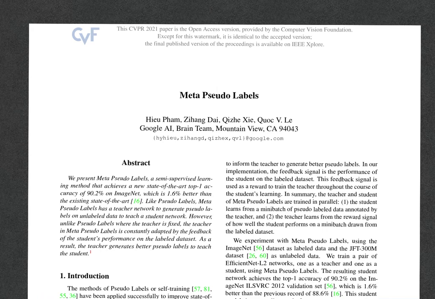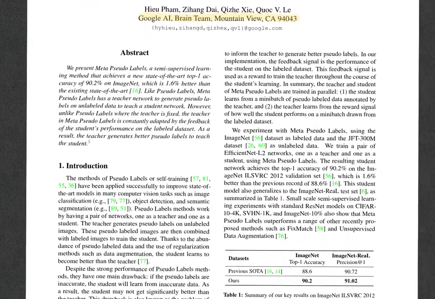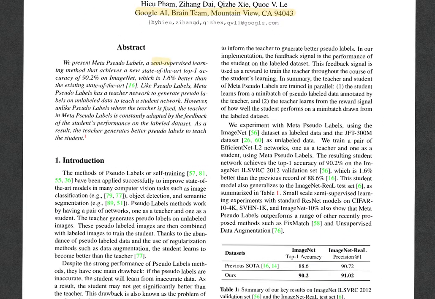In this video, we're going to go over the paper called Pseudo Labels, which is a work by Google, published in CVPR 2021. Pseudo Labels is a semi-supervised learning method, and its key contribution is to improve the accuracy on the ImageNet large-scale visual recognition challenge to 90.2%, which is 1.6% better than the state-of-the-art.